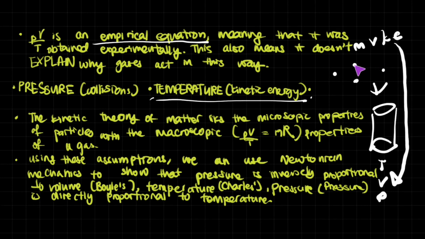What happens on the microscopic scale, the tiny scale of these tiny particles, that makes sense to explain the big ones that you can actually measure when there are millions of molecules together, billions even. So we're going to use these assumptions, and we can use Newtonian mechanics to show that pressure is inversely proportional to volume, which is Boyle's law, volume is proportional to temperature, Charles' law, and pressure is directly proportional to the temperature, which is the pressure law. So we're going to explain the previous gas laws that we found in a microscopic manner.